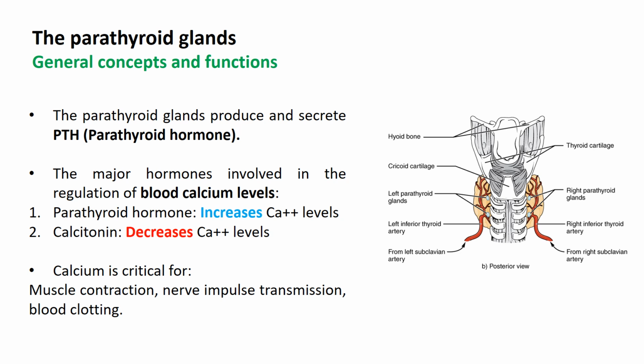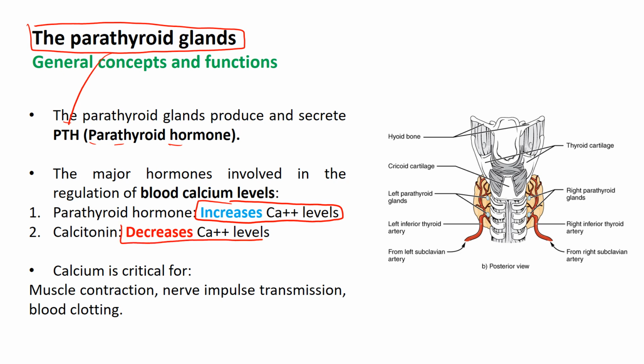Okay, now we're going to review briefly the parathyroid gland. This is very easy because the name of the hormone is practically the same. PTH stands for parathyroid hormone. What is the main function of the parathyroid hormone? It is the opposite of calcitonin. So parathyroid hormone's function is to increase calcium levels. Okay, calcitonin decreases calcium levels.